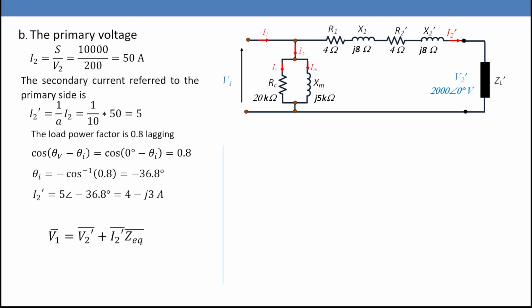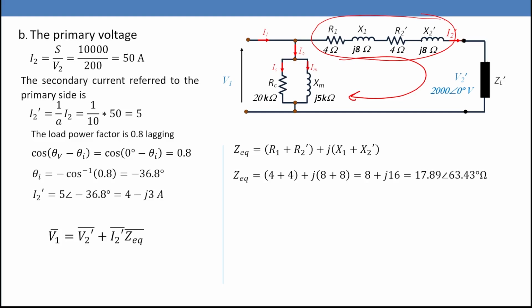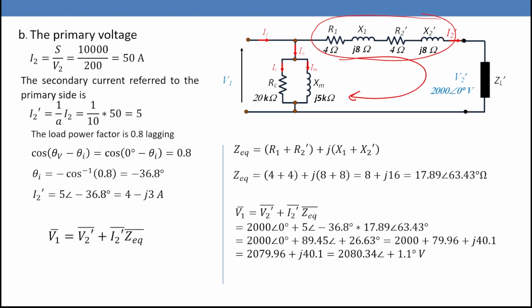So what about the voltage V1 now? We can apply Kirchhoff's voltage law in this loop. V1 equals V2 dash plus I2 dash times Z equivalent. What is Z equivalent? These impedances are in series, so Z equivalent equals R1 plus R2 dash plus j times X1 plus X2 dash. In this case, Z equivalent is 8 plus j16, which is 17.89 angle 63.43 degrees ohm. So the voltage V1 equals V2 dash plus I2 dash Z equivalent, which equals 2080.34 angle 1.1 degrees volt.